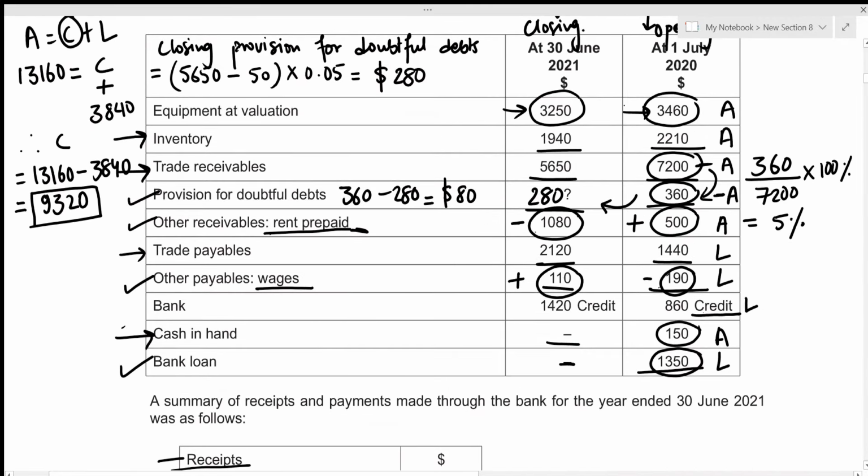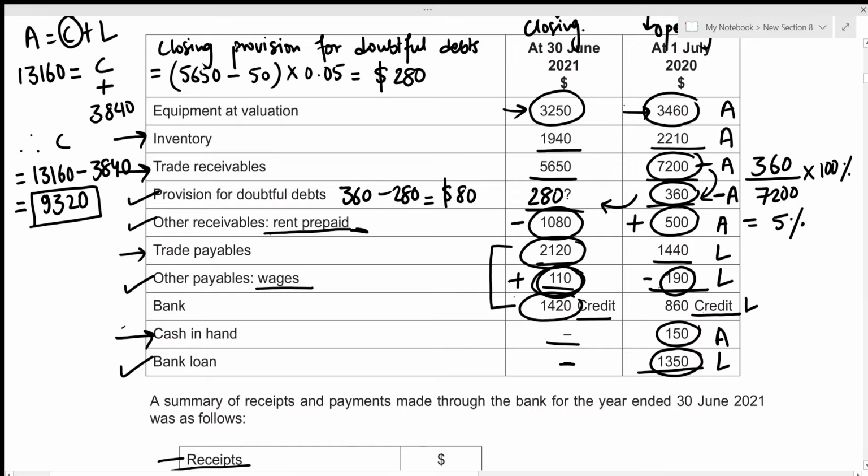All right, so the first one is trade payables. It has the value 2,120. Then the second one is other payables for the wages. This amounts to 110. And again, we have bank in the credit section. So this means that this is actually a bank overdraft, and bank overdraft amounts to 1,420. So these three are the liabilities that we need to record in our statement of financial position.